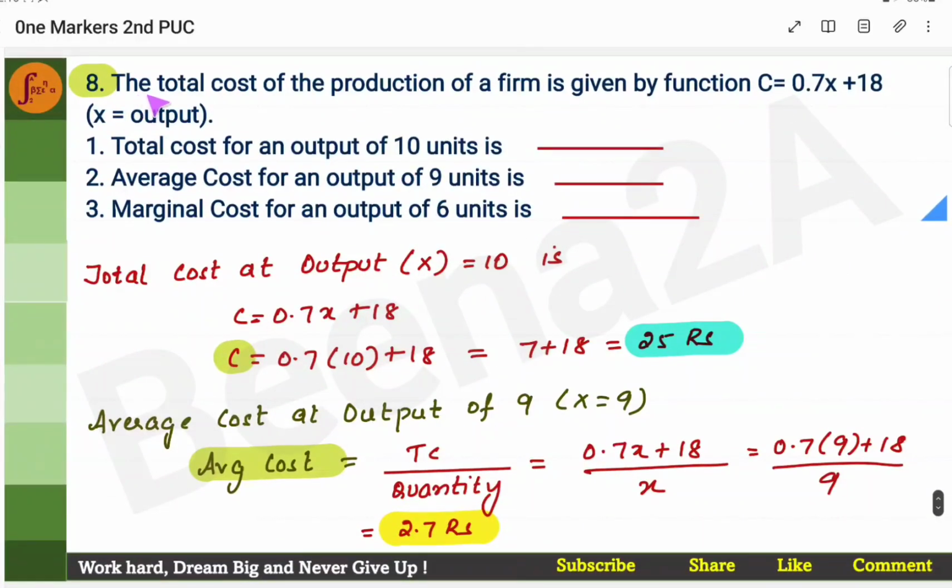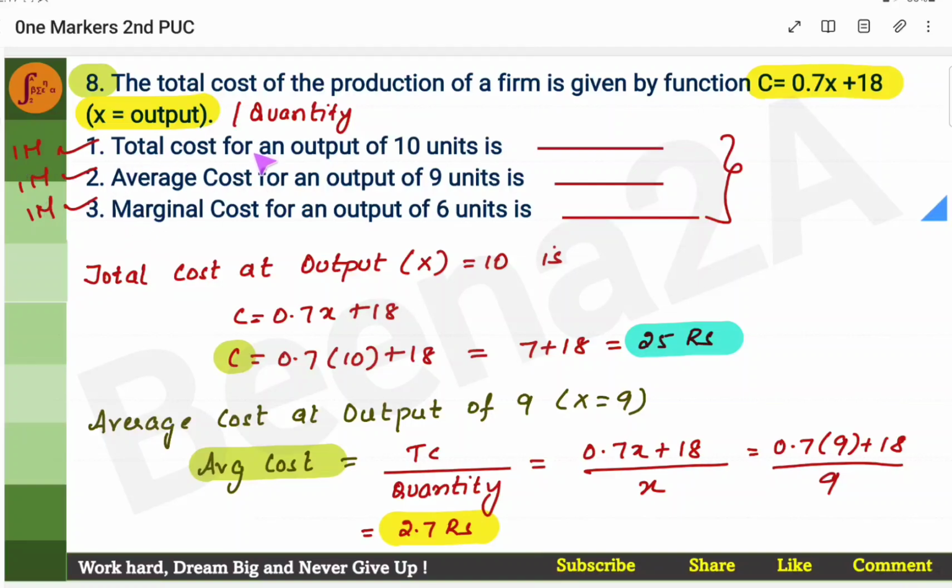Now here, the total cost of the production of a firm is given by this function. This is the total cost function. X is the output or quantity, anything, output or quantity. Now, it's not that you'll get all 3 problems for 1 mark. Each of this is 1 mark. So you need to be prepared with all these concepts, because any of this can come.